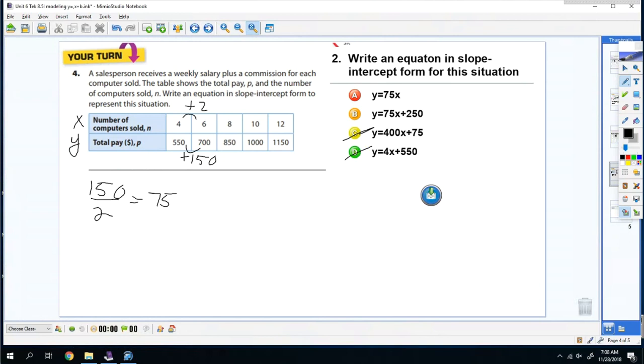Okay, so then to find my y-intercept, I know I can go down 2 and make x 2, and I go down 150 and make this 400. And a lot of people stop here because we normally only have to go down x one time. But this is not the case. I have to go down another 2 and make that 0, and go down another 150 and make that 250. So B would be 250. So my equation would be y is equal to 75x plus 250. So the answer would be B.